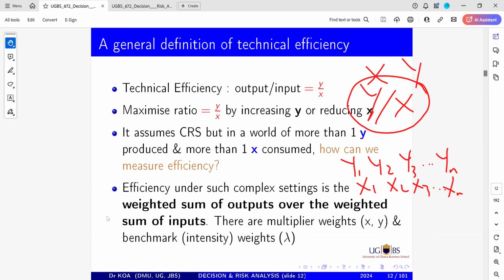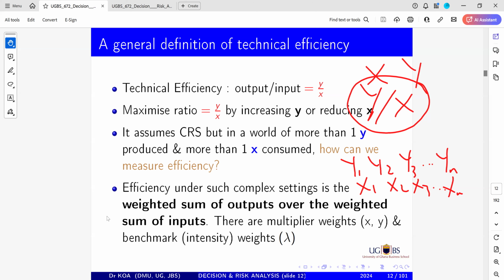So in this case, you can't just go and divide the output by the input. And there are many. You could also add the Y's together and add the X's together, but the Y's are different. They are not the same Y. When you add all of them together, you're assuming that they all have the same weight, but they don't. The weight for labor is not the same as the weight for capital. They all contribute differently to the company. That is why efficiency under a complex setting is defined to be the weighted sum of the outputs divided by the weighted sum of the inputs.